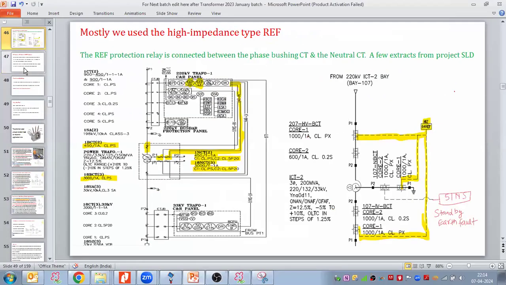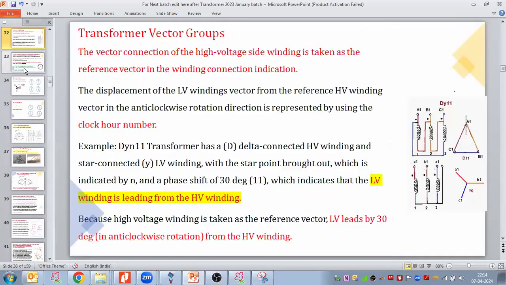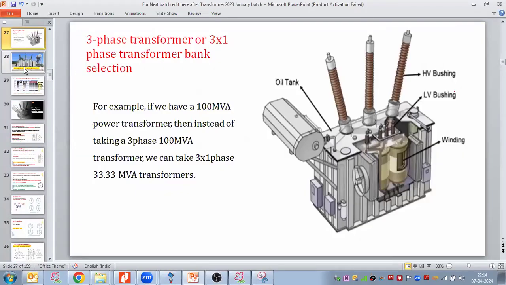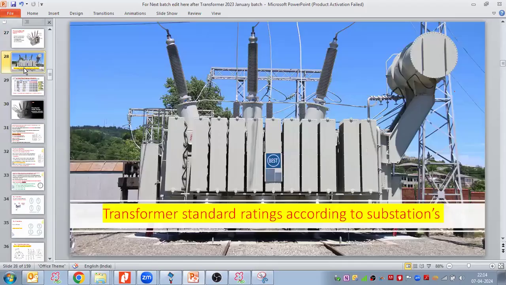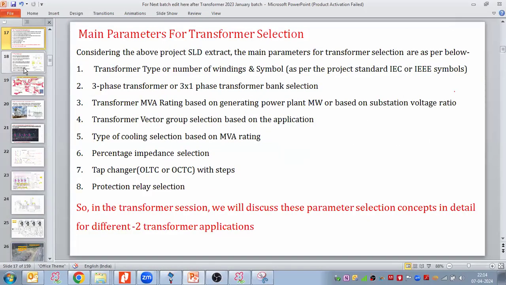So taking the transformer, we have listed out the parameters for transformer selection and sizing. What were the parameters that we listed in the beginning? Transformer type, number of windings, 3-phase transformer or 3 single-phase transformer bank, MVA, vector group. All this we have discussed.